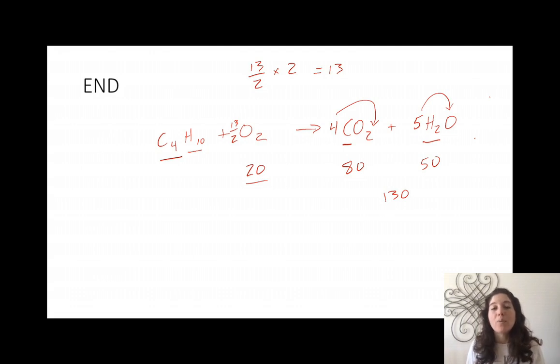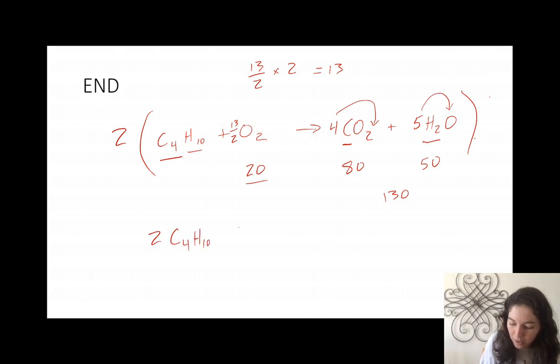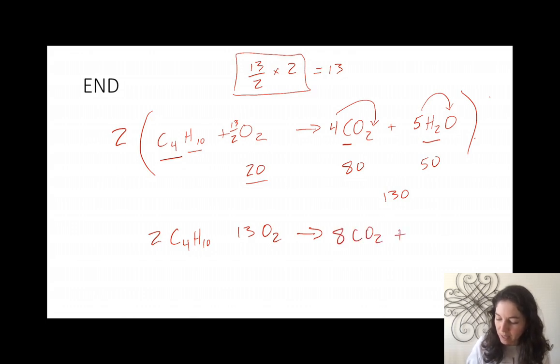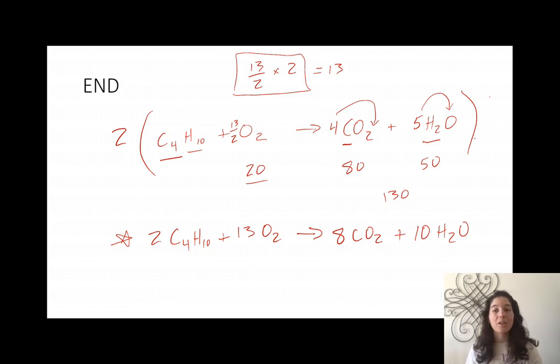So now what we want to do is we want to take that 13 over 2 and make it a whole number. And we can do that by multiplying it by 2. And when we do that, we need to multiply the entire equation by 2. So we'll just go right here, multiply everything by 2. And what we end up with is 2C4H10, 13O2. This is why that's a 13. Goes to 2 times 4 is 8 CO2 plus 2 times 10, 2 times 5, which is 10 H2O. So this would be your balanced chemical equation that you should arrive at for this combustion equation.